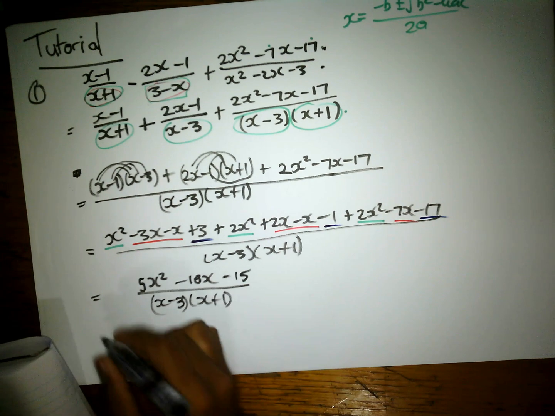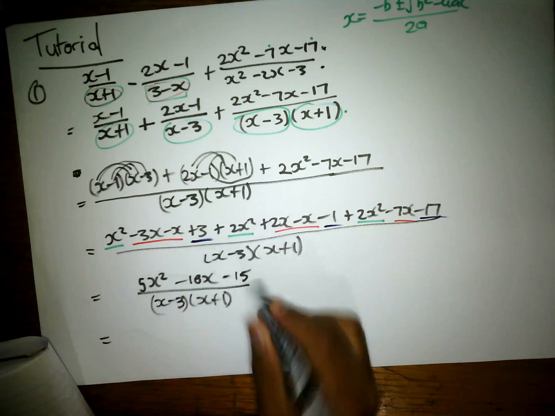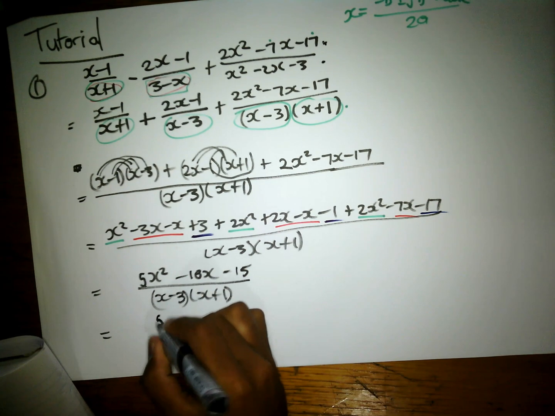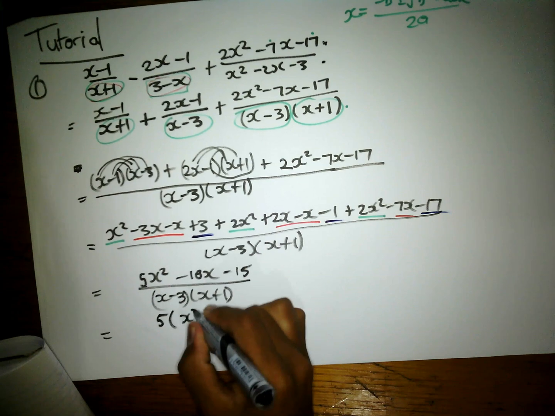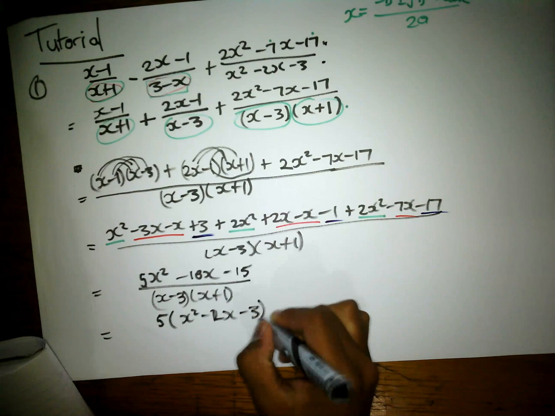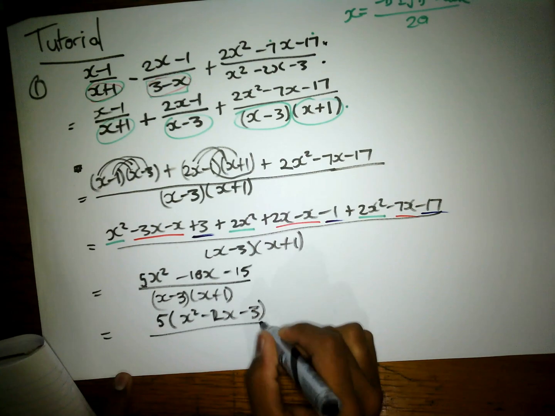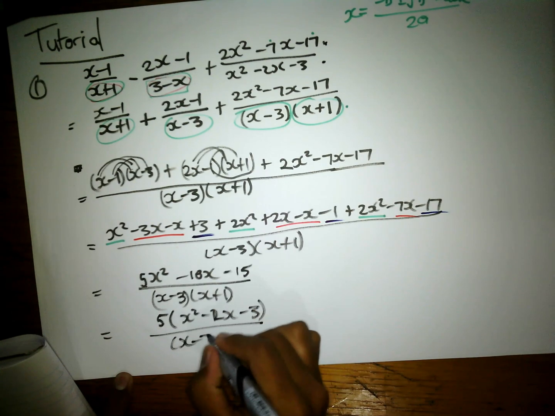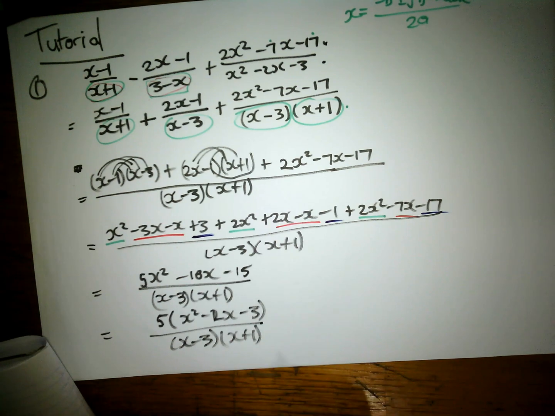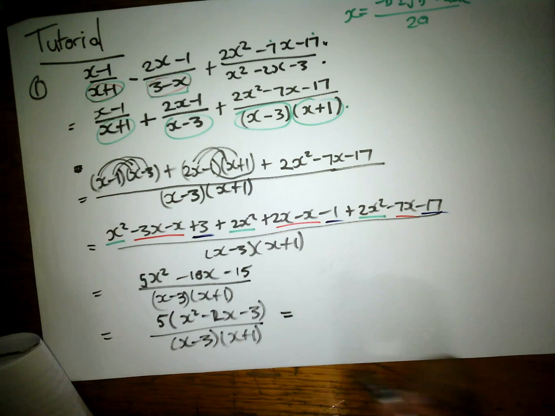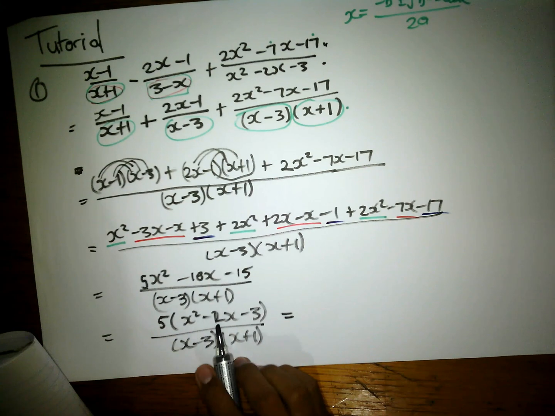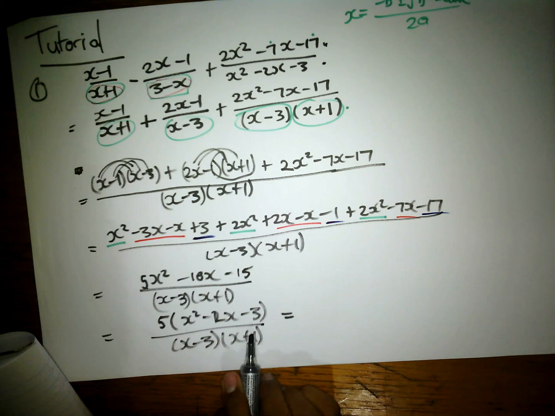So when we look at this, we must see that there is a common factor of 5. So we take out the common factor, x squared minus 2x minus 3, x minus 3, x plus 1. So we must now factorize this, x squared minus 2x minus 3.